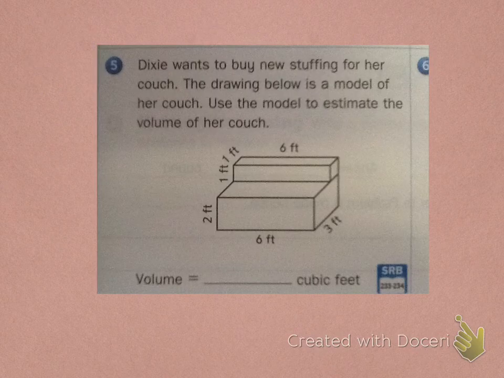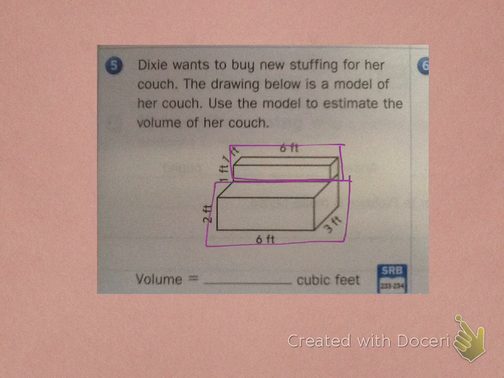Number 5 says Dixie wants to buy new stuffing for her couch. The drawing below is a model of her couch. Use the model to estimate the volume of her couch. So I know that I have to break this up into pieces. So I'm going to break this into a piece and this into a piece.